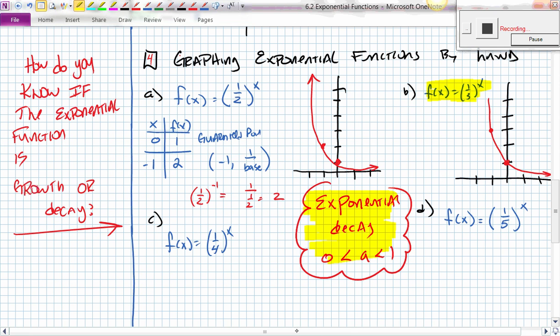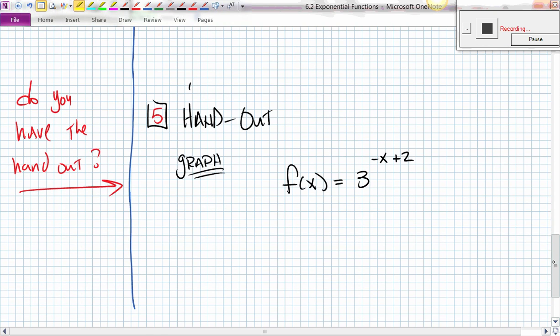Now, the guiding question I have on the left-hand side for you to consider is, how do you know if the exponential function is growth or decay? So you might want to see if you can answer that question later. How do you know if you're dealing with a growth function or a decay function? There is something you can look at that will tell you the answer to that question. Yeah, if a is between 1 and 0, you have what? And if it's greater than 1, you have growth. Very good. Great.